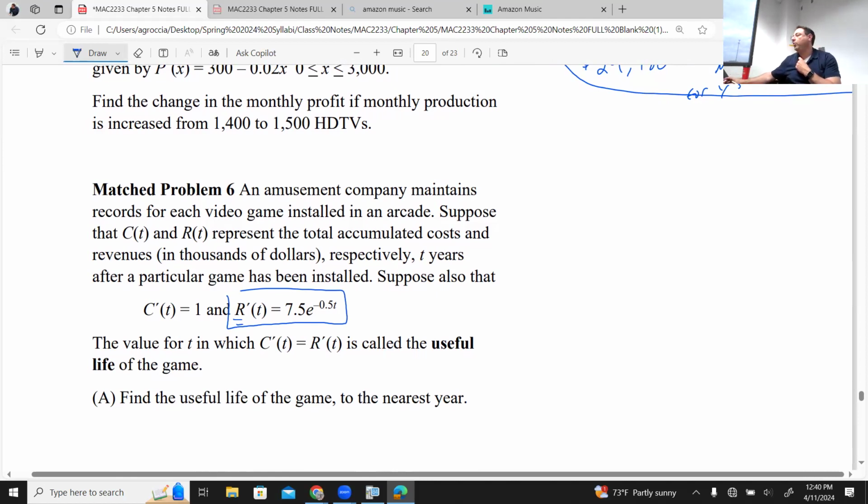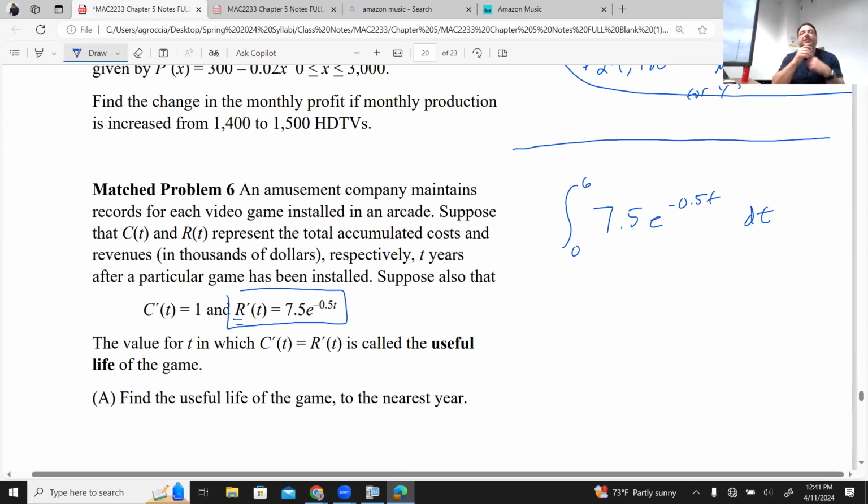And I want to find out the original revenue. So to do that, it's 7.5 e to the negative 0.5 t dt. The reason why we're using t now is t stands for time. Are we okay? Now, when we take the integral, we're going to go from marginal revenue to revenue. And then I want to know how much did this theme park make from 0 to 6 years. From 0 to 6 years.